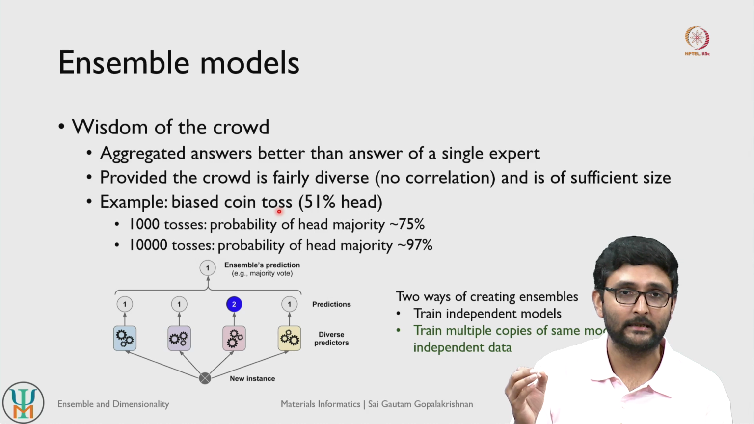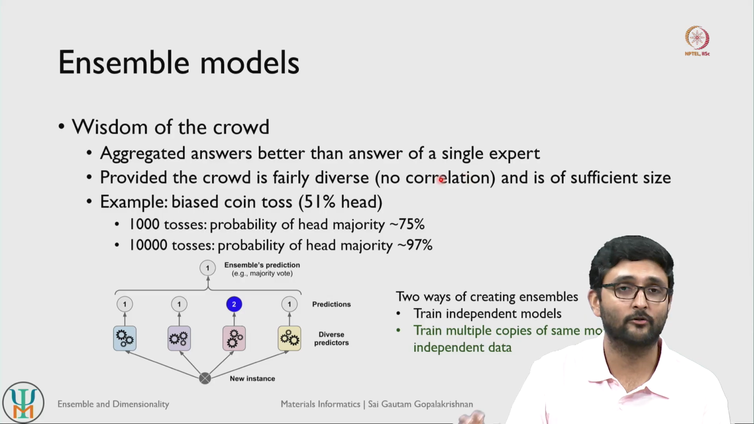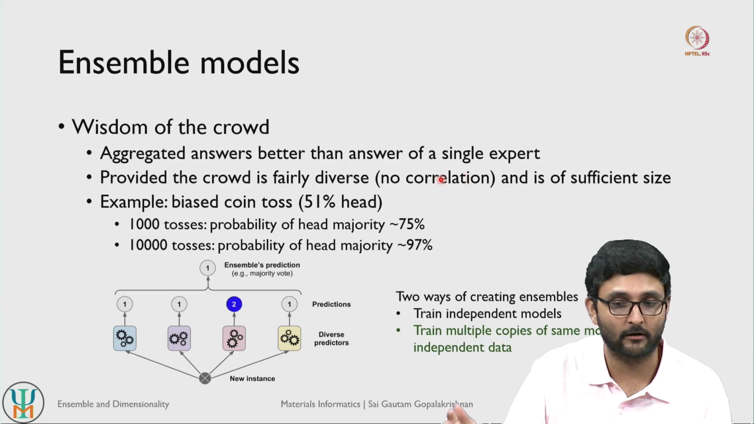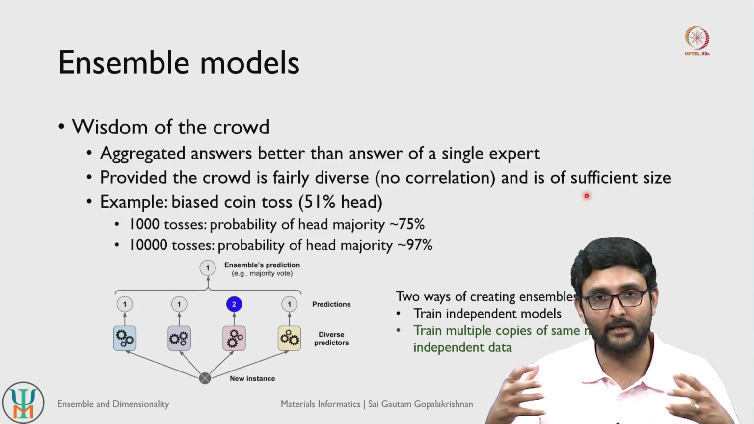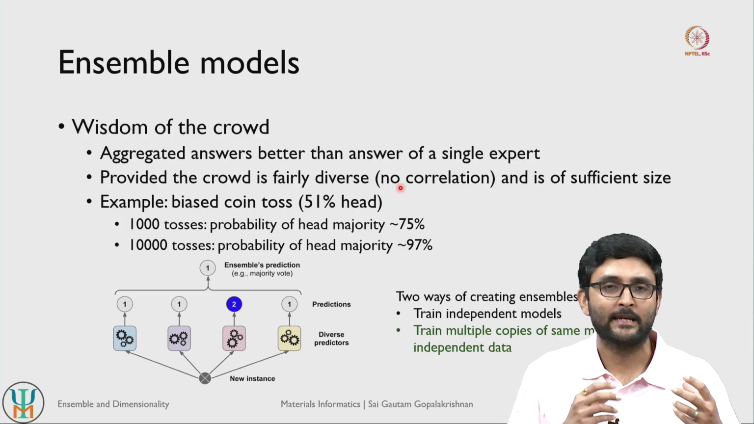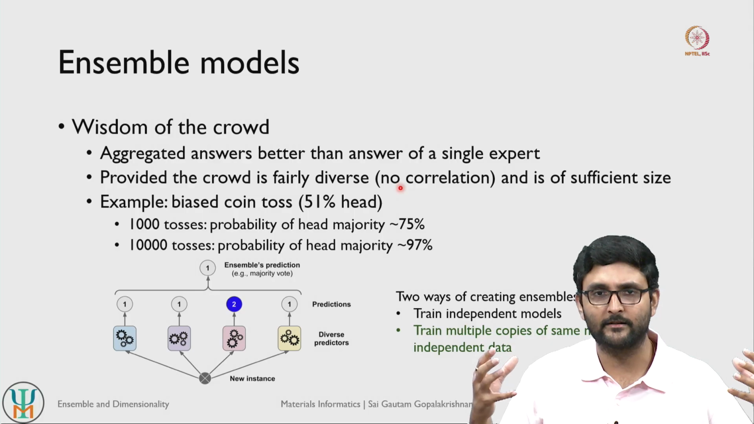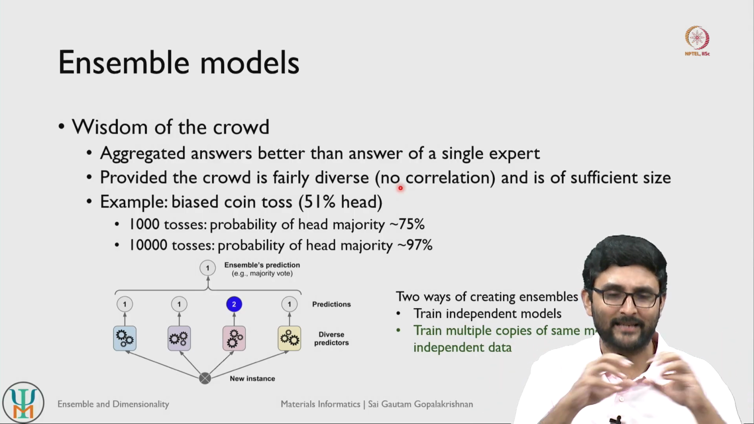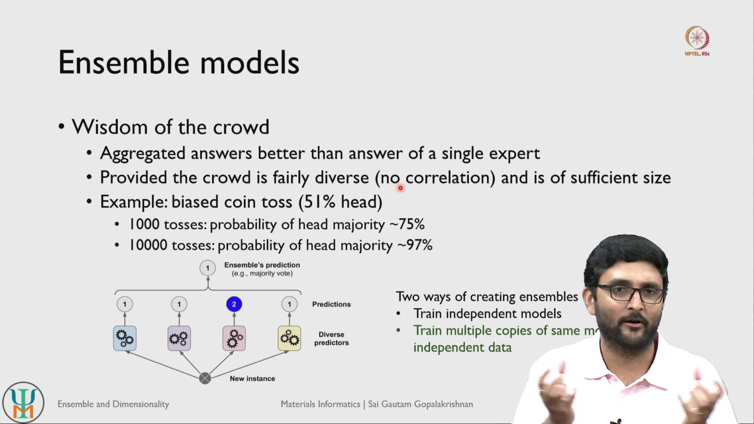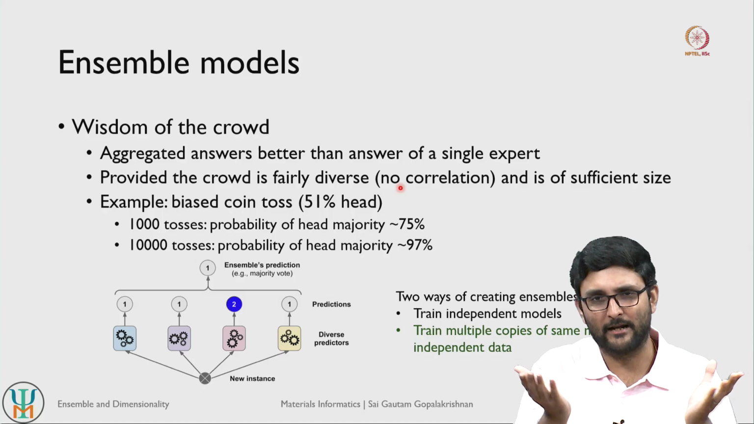And one thing to keep in mind is that this wisdom of the crowd, or ensemble models, work fairly well when the models themselves are fairly diverse. So in other words, there is no correlation between two different models, and there should be a sufficient number of models as well. So what do I mean by correlation? If you want to train, let's say, decision trees, and you train 10 identical models on the same data set, on the same let's say 1000 data points or 100 data points, then there won't be any difference between the predictions of your 10 models.